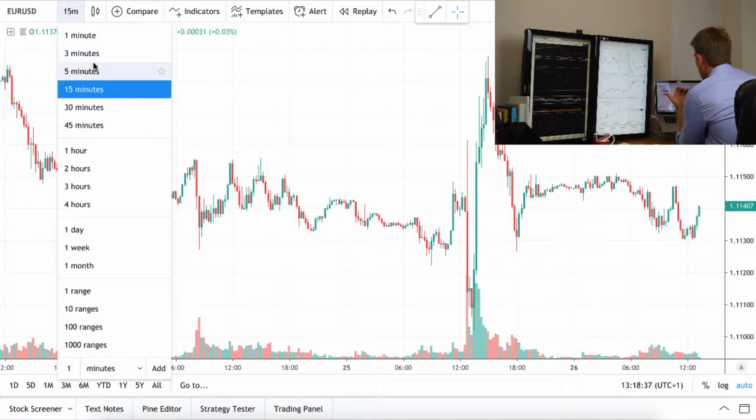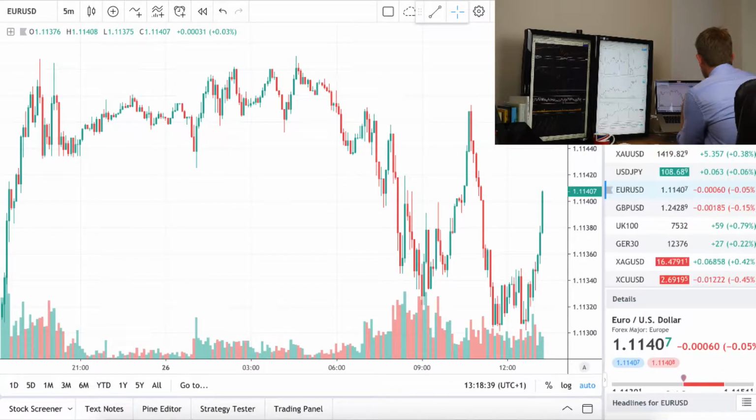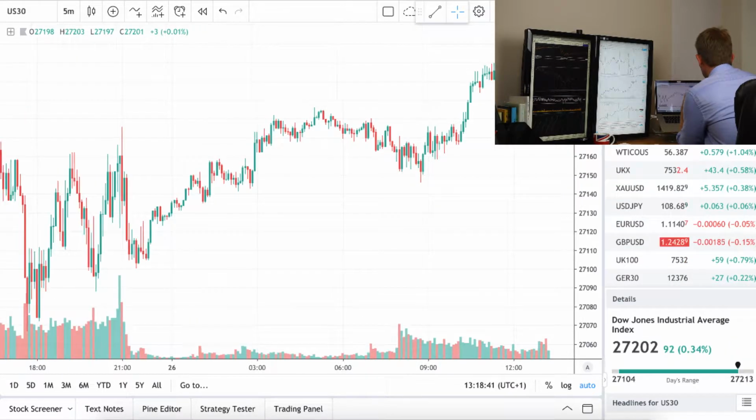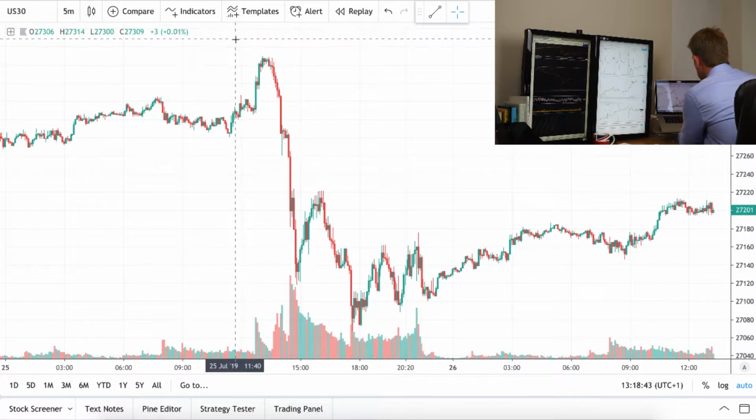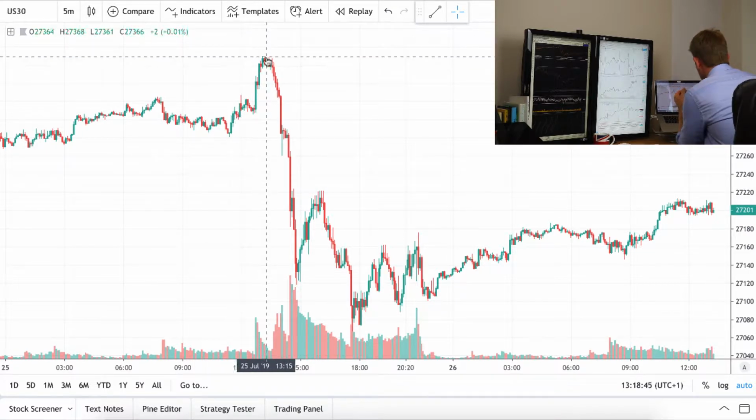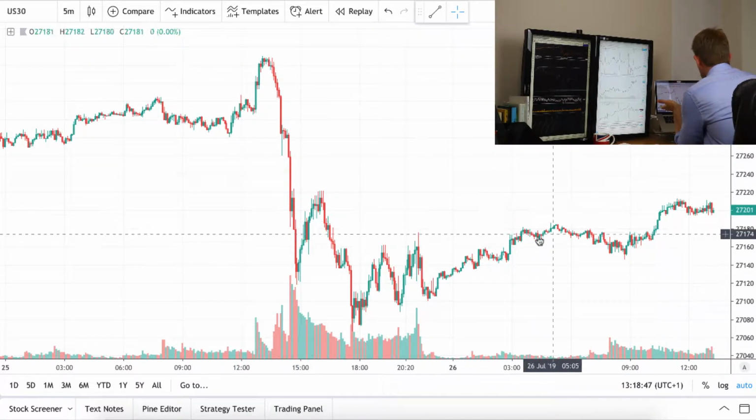Let's say I've got a 5-minute chart, right? I've got a 5-minute chart, and most of the time we're going to have something that looks a little bit like this. US 30 or whatever it is, whatever broker you're using, and it's going to be a 24-hour chart. It's going to be all the way chugging through.